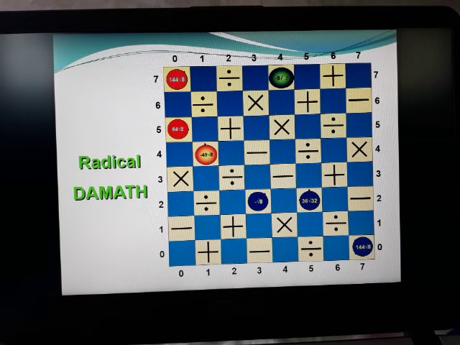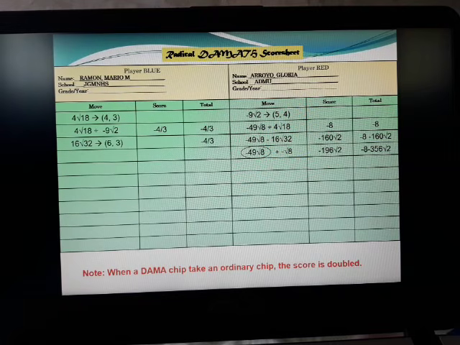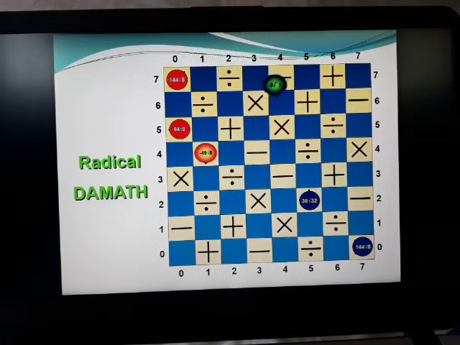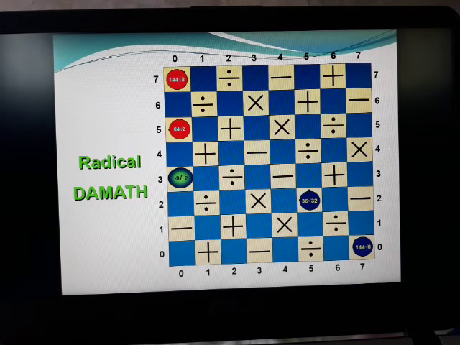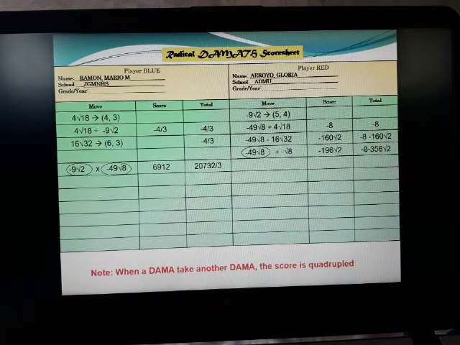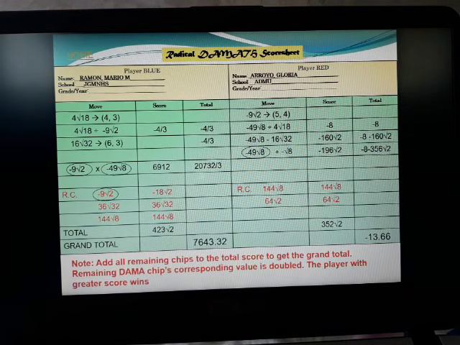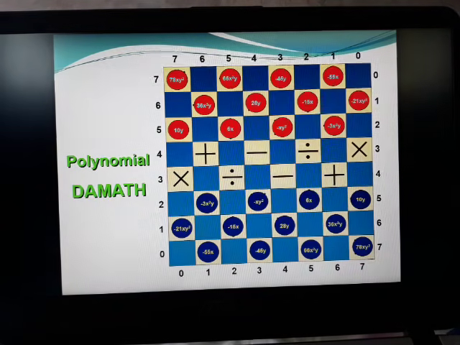A Dhamma takes a regular. The score is double. And then a Dhamma takes another Dhamma. The score is quadruple. Same rule, add all the remaining chips to get the grand total. Remaining Dhamma chips corresponding value is doubled. The player with greater score wins. For polynomial Dhamma, we have also the same.